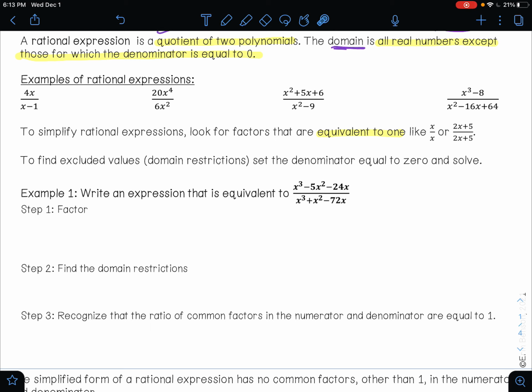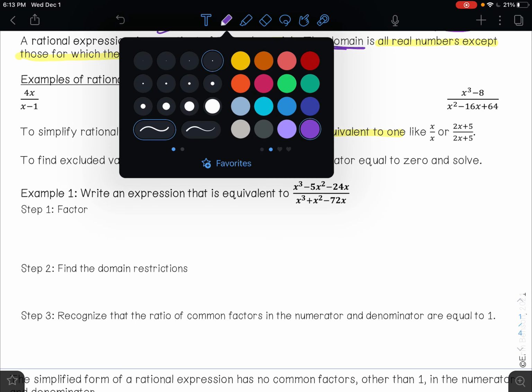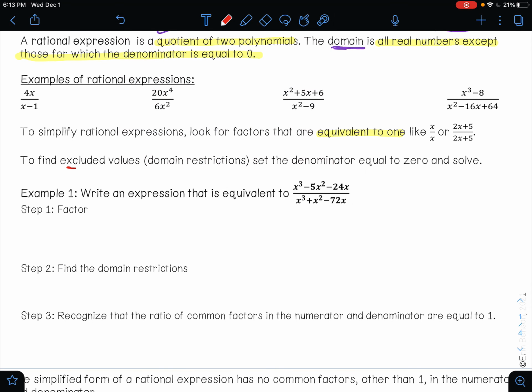To find excluded values, these would be your domain restrictions. Set the denominator equal to 0 and solve. So these are numbers that would make our denominator 0. And we do not know how to divide by 0. And so we need to exclude these values from our domain.